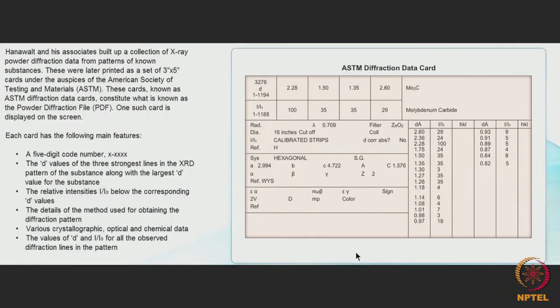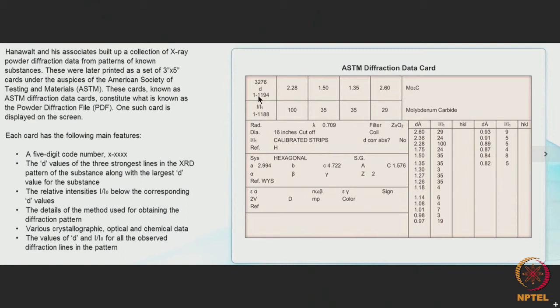So, the powder diffraction file will consist of data from a large number of substances whose diffraction patterns were taken by researchers all over the world. Now, if we look at a particular ASTM diffraction data card in the PDF, we will find the following features.